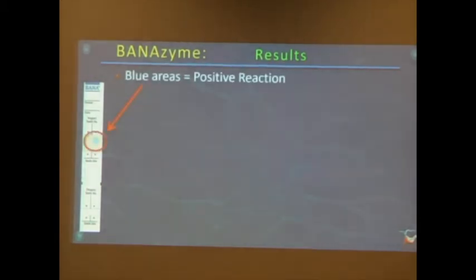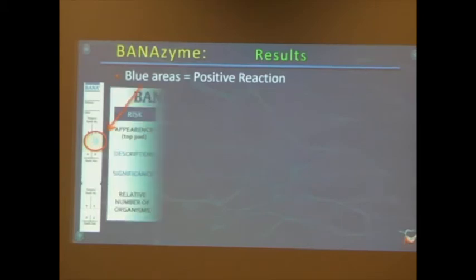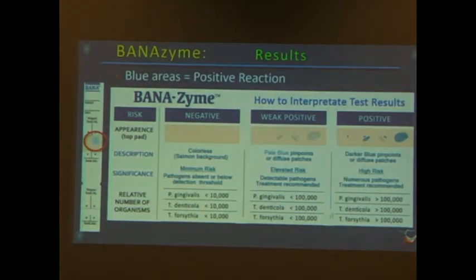It doesn't show up so well on the projection, but can you see there's a color change here? Okay. So you're looking for these blue color changes on a salmon-colored background. That would indicate a positive reaction to one of those three bugs. You will get a chart that comes with the machine that allows you to estimate the quantities of the organisms you have. If the test is negative, there will be no color change whatsoever. Patient's in the safety zone.